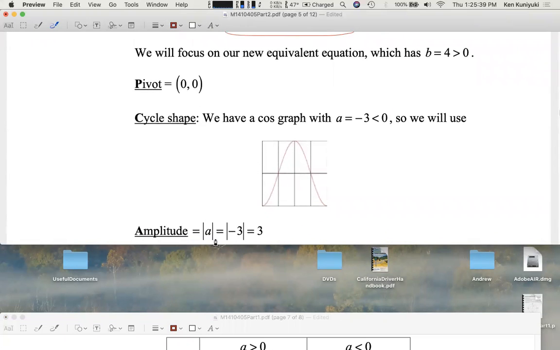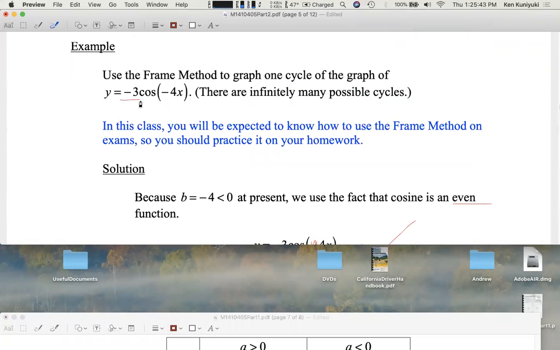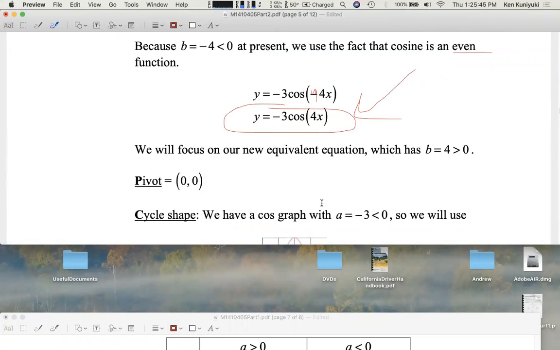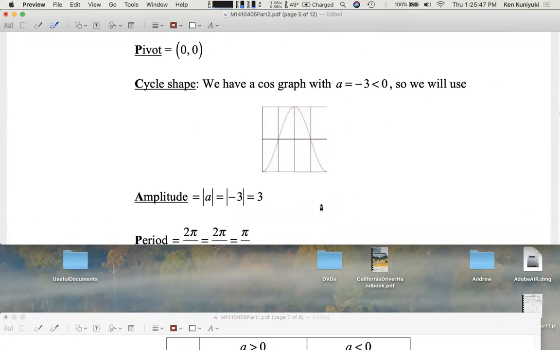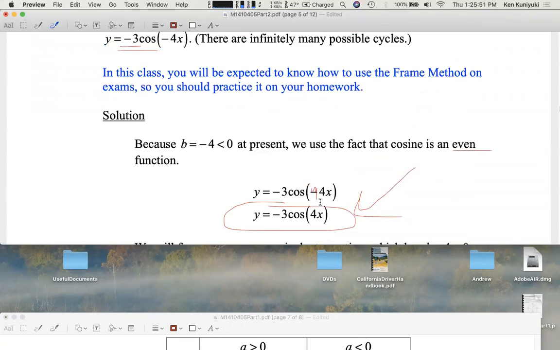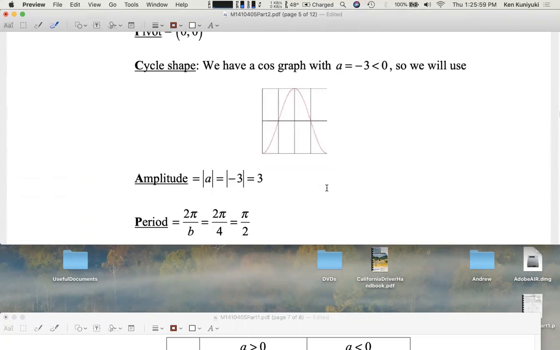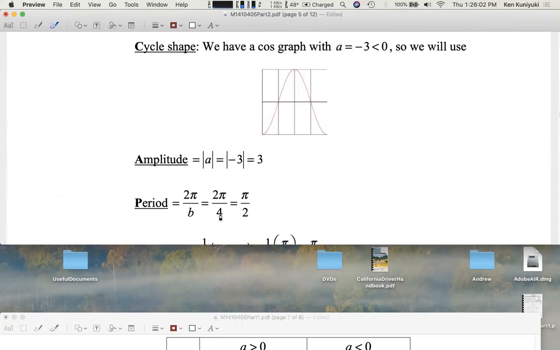Amplitude, the absolute value of A, the absolute value of -3 is +3. The period is 2 pi over B. What's B? Okay, well, let's look at the new value of B. The new value of B is 4. Positive. 2 pi over 4 simplifies to pi over 2.